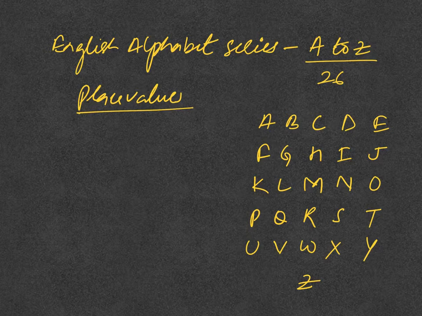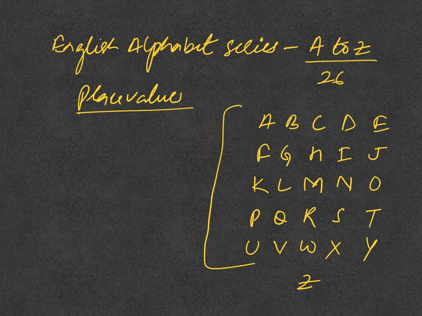So let's start. Here you can see I have divided all the 26 alphabets in this pattern. I have made groups of 5 letters. In the first group, A to E, then F to J, then K to O, then P to T, U to Y, and last is Z. This is just to learn the place value. So now we will discuss what is place value.